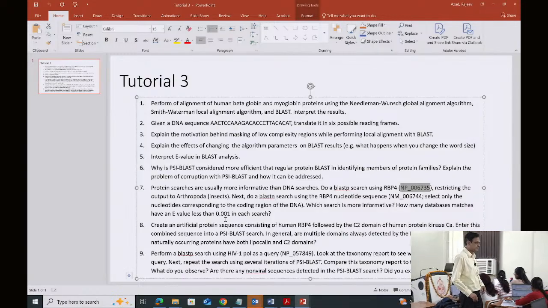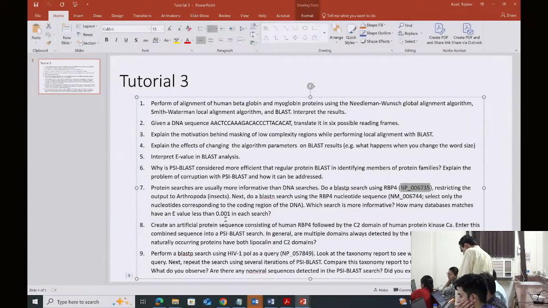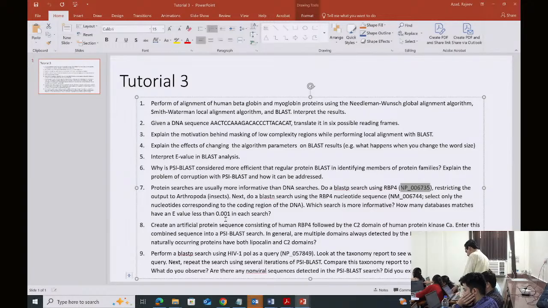How many? Threshold we have to increase? Expected threshold we have to increase? No. Don't edit this one. Maximum target sequences, yeah, let's keep it actually as it is. Just increase to 5,000. Yes. Yeah, and keep it 0.05.